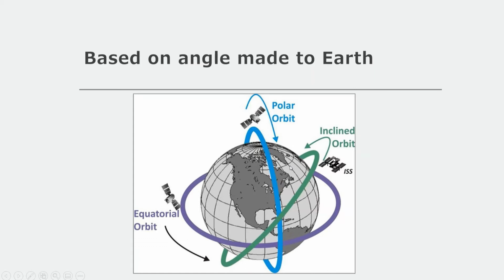So to accommodate the coverage at the polar areas, we use polar orbit satellites, which make about a 90 degree angle, that is perpendicular to the equator, which gives coverage majorly concentrated at the polar regions. And the inclined orbit. Inclined orbit is nothing but the angle made between 0 degrees and 90 degrees to the equator. That is, an inclined orbit satellite makes an angle of theta with the equator of the earth.